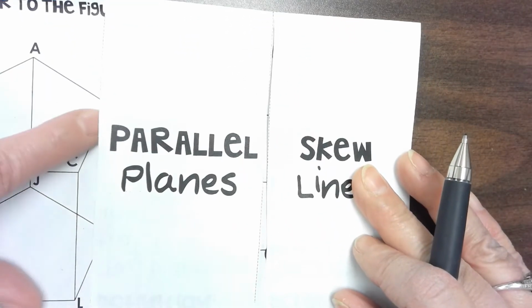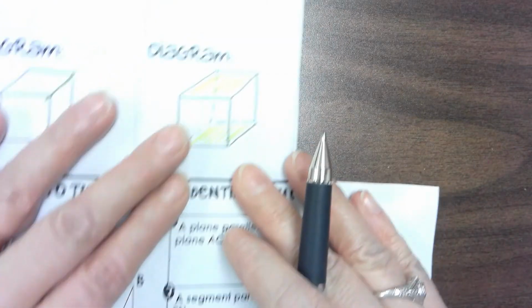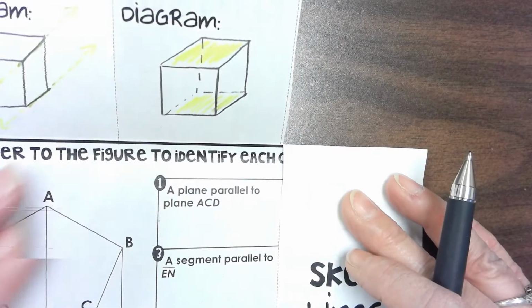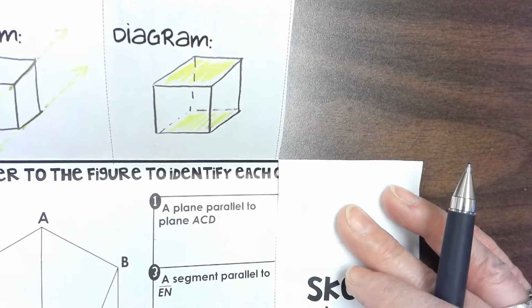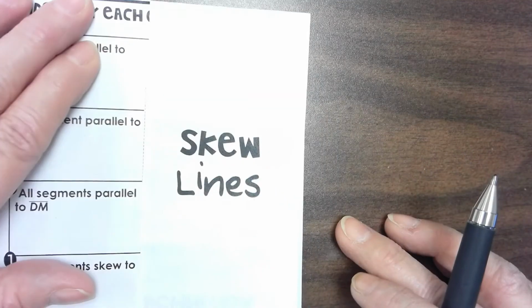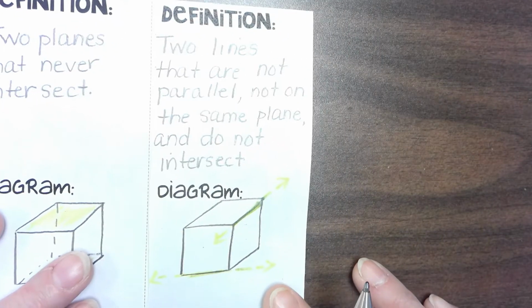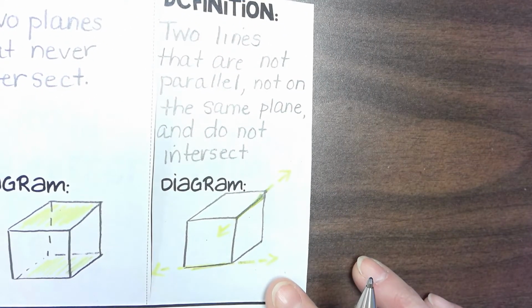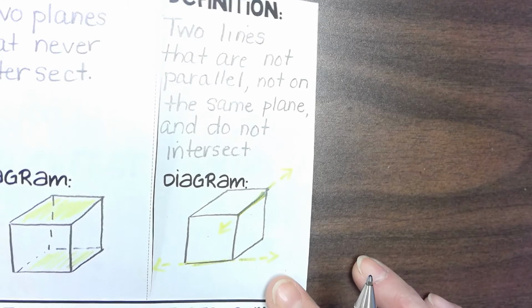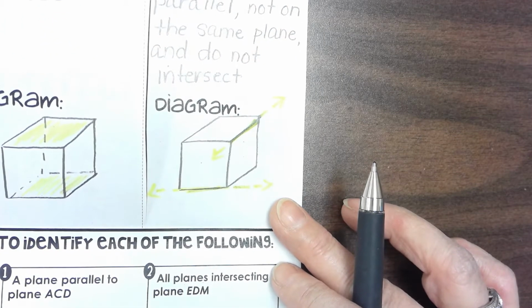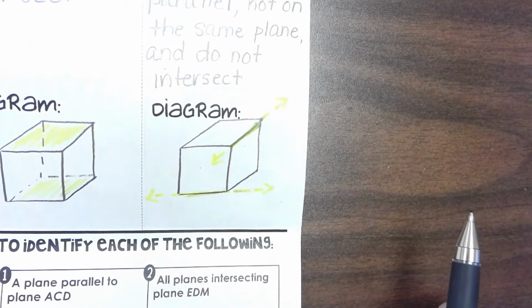Our next one is parallel planes. So this is 2 planes that never intersect. And so I have the top and the bottom highlighted on here. And then we have skew lines. And that's 2 lines that are not parallel, not on the same plane, do not intersect. They have nothing in common. And so I have an example of a skew line.